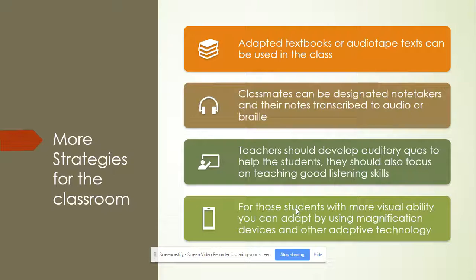The teacher should develop auditory cues to help the student. They should also focus on teaching good listening skills throughout the process. A lot of their information is going to come orally and through the listening, so we need to make sure that that is a priority. For those students with more visual ability, you can adapt by using magnification devices as part of the adaptive technology.